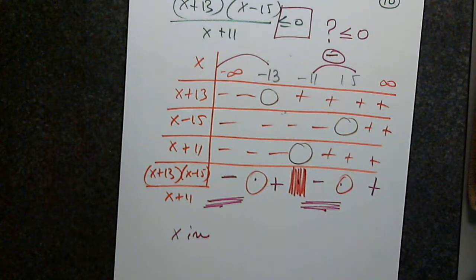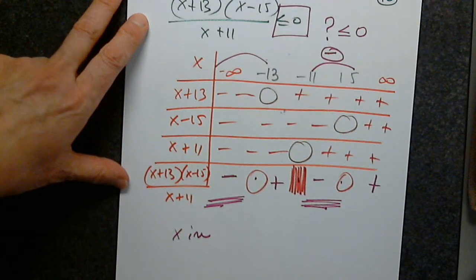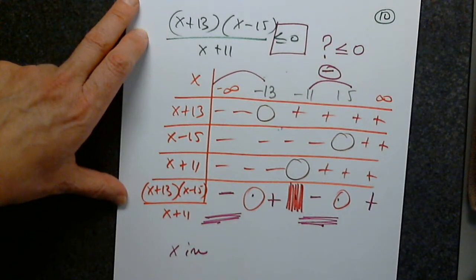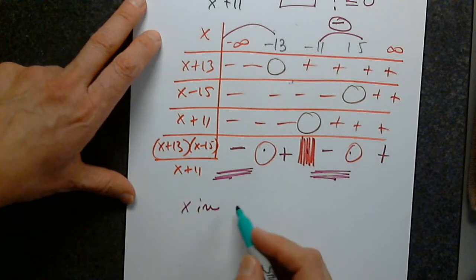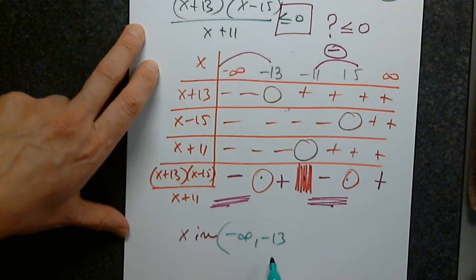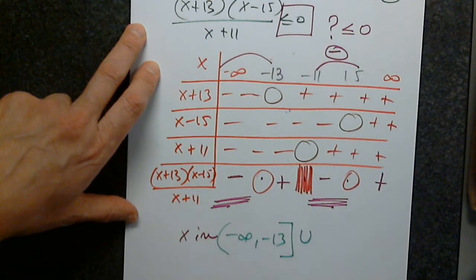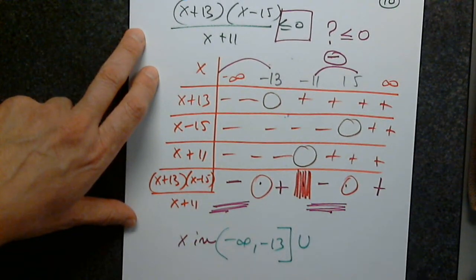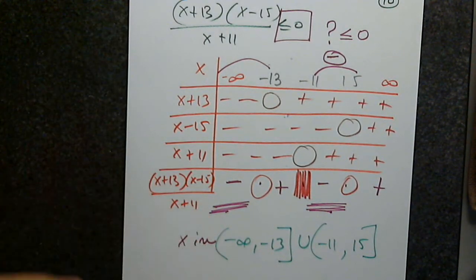Can anyone dictate? Why is it 11 and 15? Because the product is negative. Okay. So negative infinity, negative 13, parenthesis. Do I put a bracket or not at negative 13? A bracket because of the equal symbol. Union, do I put a bracket or not at negative 11? No bracket. I cannot put a bracket because it's undefined. At 15, bracket or parenthesis? Indeed. Well done.